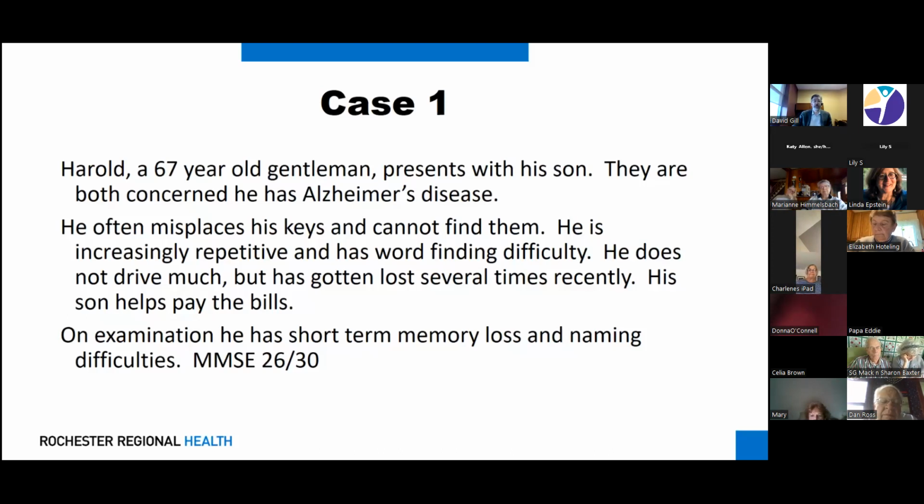The MMSE is one of those screening cognitive tests that I mentioned on the prior slide. The Alzheimer's Association has some of the resources for it. A score of 26 out of 30 means that person may have some change in their memory that's more than normal aging. So you get concerned and you order a brain scan.